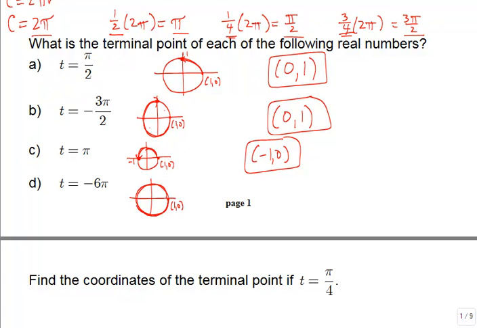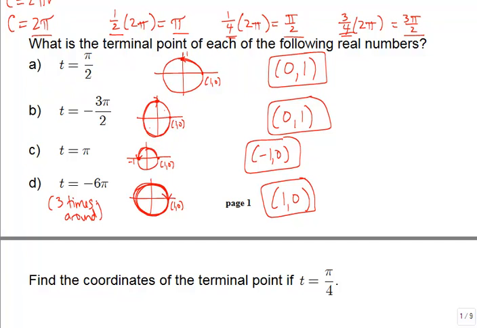If I went around again, that would get me up to 4 pi. And if I went around again, that would get me to 6 pi. So -6 pi lands me right back where I started. So it would have a terminal point of (1, 0), and just note here that we went 3 times around.